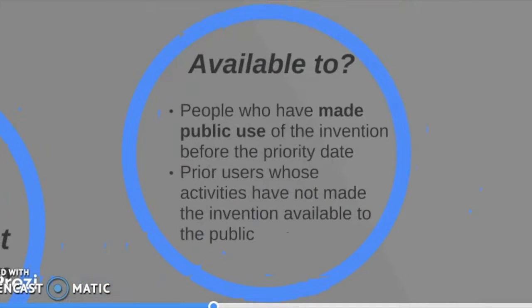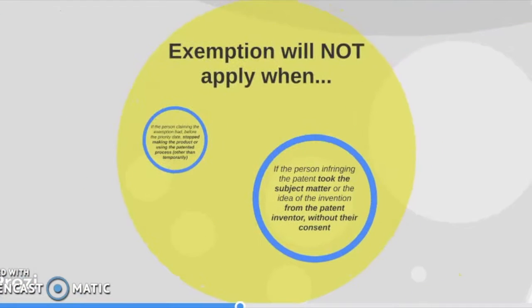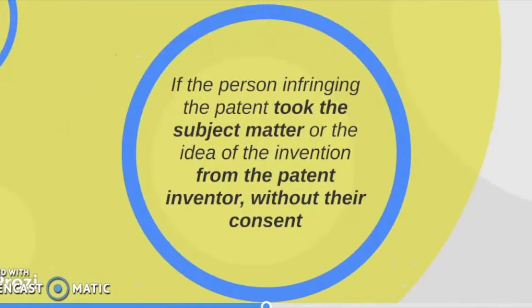The exemption is available to persons who have made public use of the invention before the priority date, and it also extends to prior users whose activities have not made the invention available to the public. However, the exemption will not apply if the person infringing the patent took the subject matter or the idea of the invention from the patent inventor without their permission.